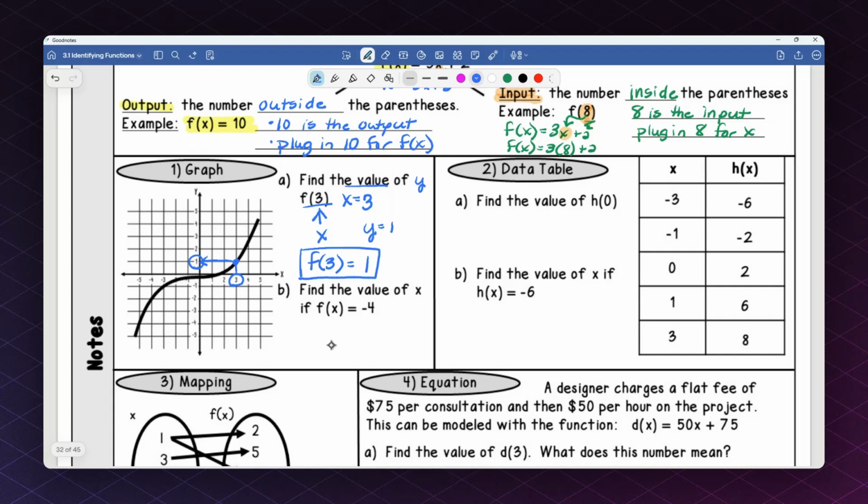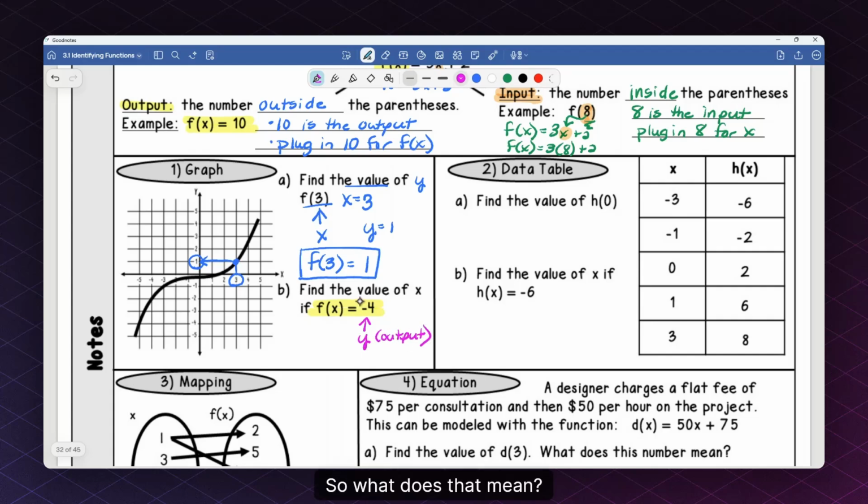All right, now what if they ask it the other way and they ask for f of x is -4? What are we going to do? Well, remember, when we see it in this format, this is the output. This is the y. It's the output.